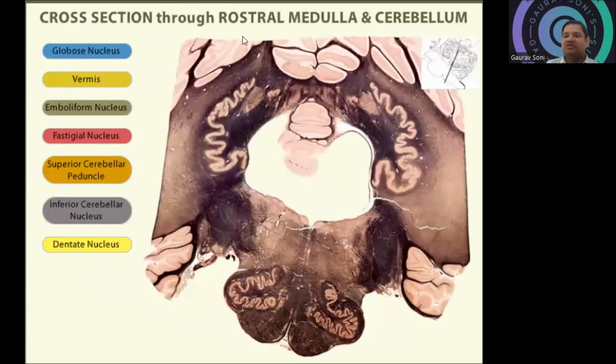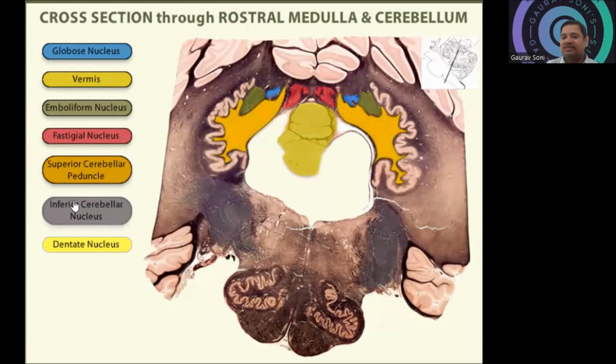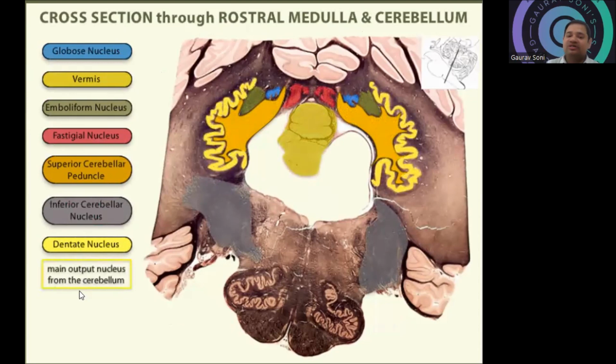Now we have to see the cross section through the rostral medulla and cerebellum. Again, you can see the globose nucleus, vermis, emboliform nucleus, fastigial nucleus, superior cerebellar peduncle, inferior cerebellar peduncle, and dentate nucleus. The dentate nucleus is the main output nucleus from the cerebellum. You can see the dentate nucleus again, this part which is illuminated now, the yellow curvy part. It seems to be like a dentate or teeth arrangement. That's why it's called dentate. This is the main output nucleus from the cerebellum.